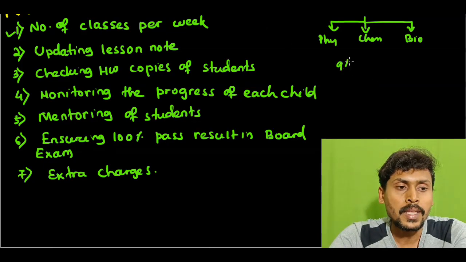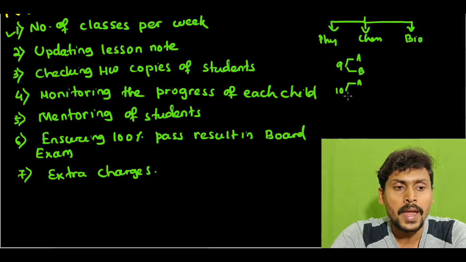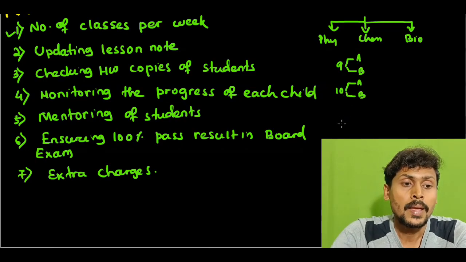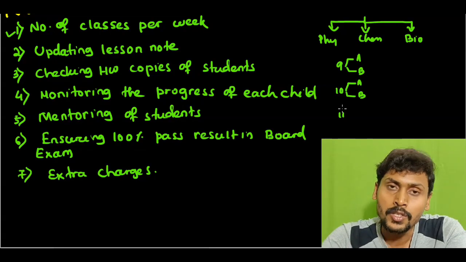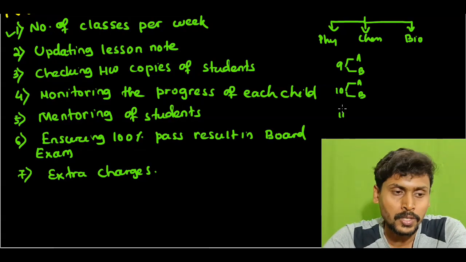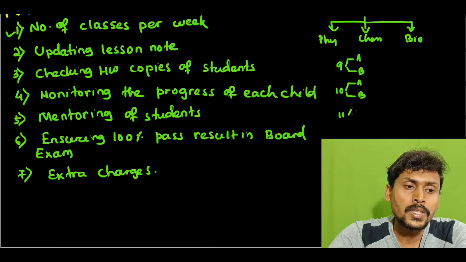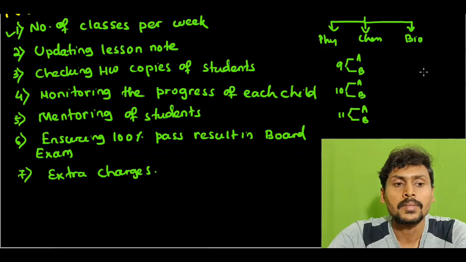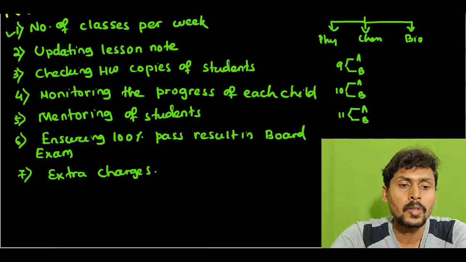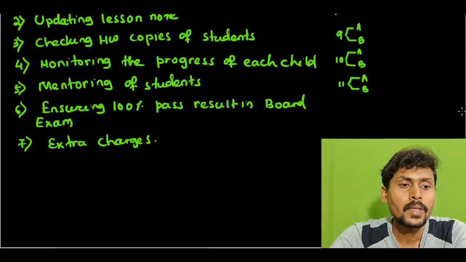So in class 9th there are two sections, A and B. Class 10th also has two sections, A and B. This is compulsory. As for class 11th, some schools have a single section and some schools have double sections. So the best case scenario is double sections, A and B. Similarly, in class 12, there will be double sections, A and B.